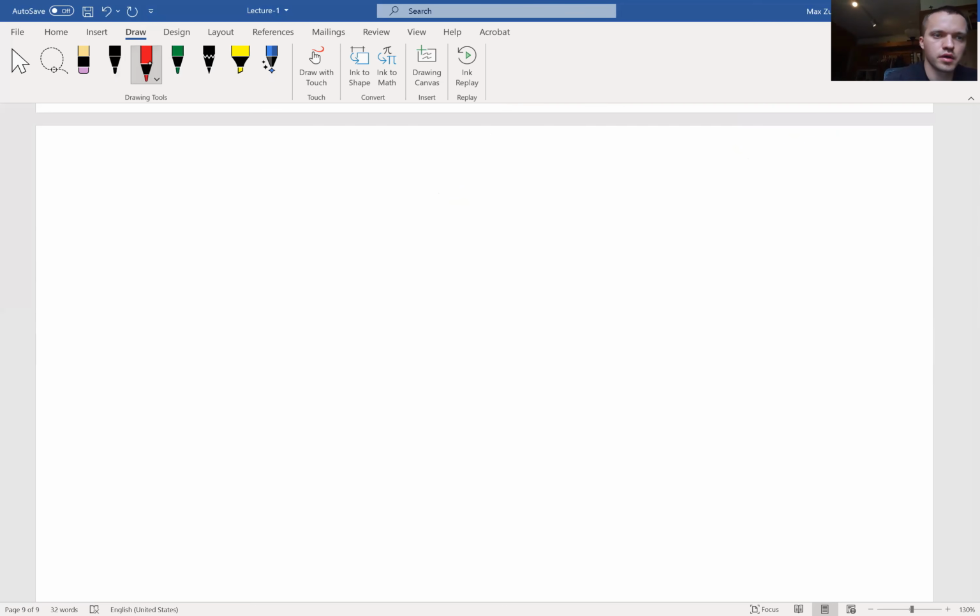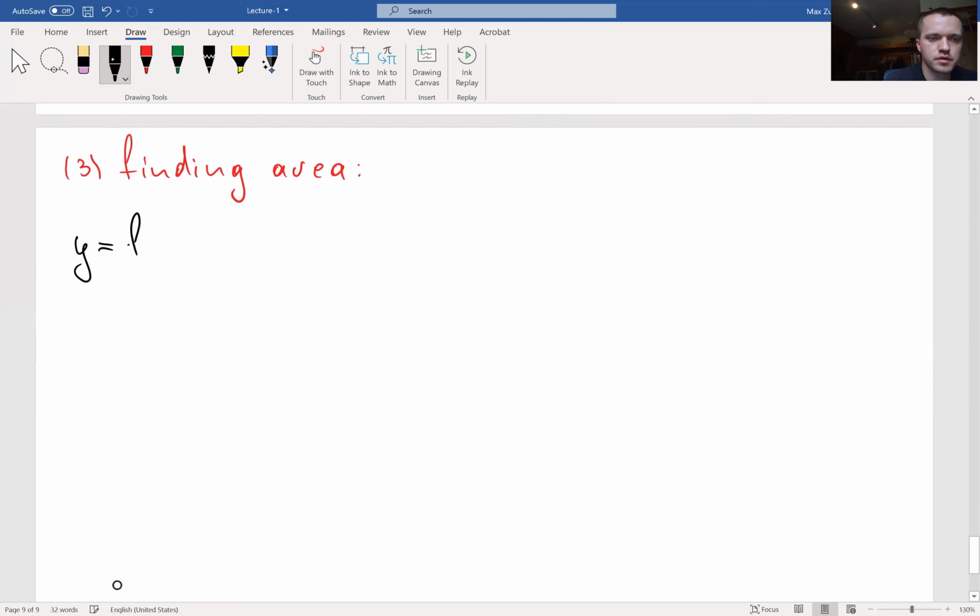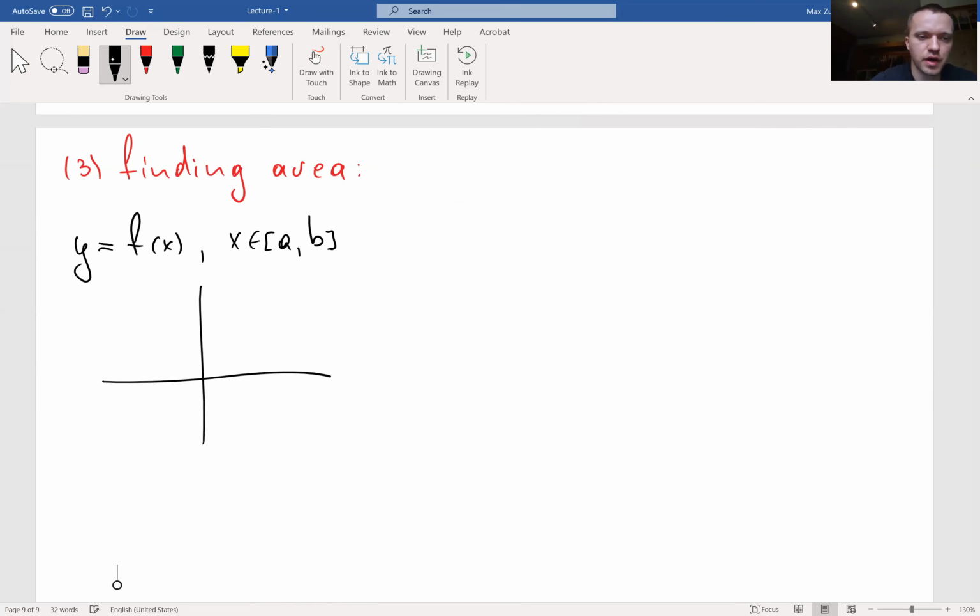So the third one is finding area. Finding area. And we know that if we have y is equal to f of x, and I'm going to restrict my x to some closed interval, x between a and b, you can visualize that we have a graph that looks something like this. So we're going to have this graph, y is equal to f of x.